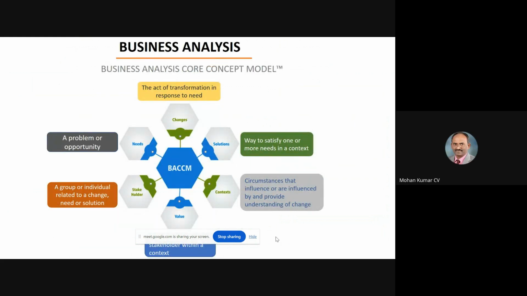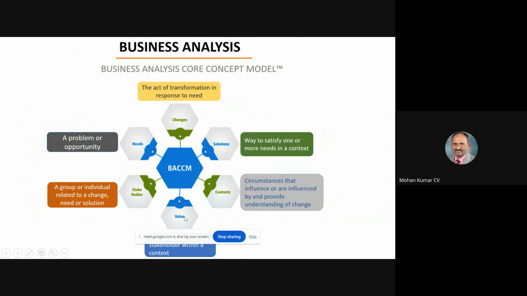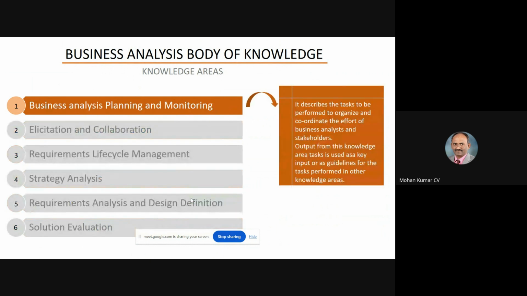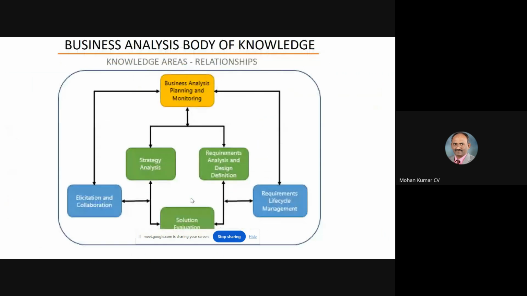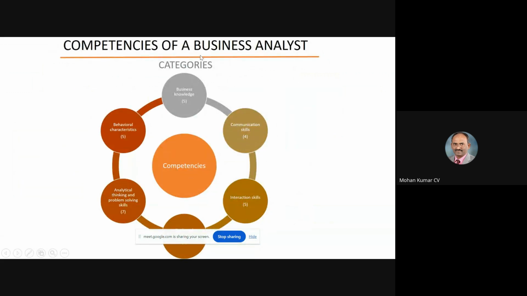According to the core concept model, BACCM proposes 6 areas of focus: stakeholder, needs. I have explained that stakeholders have needs, needs lead to changes, changes lead to solutions, and solutions form the context where you can get the value. If you remember this BACCM, business analysis core concept model, and the 6 knowledge areas, now we proceed to the competencies of a business analyst.